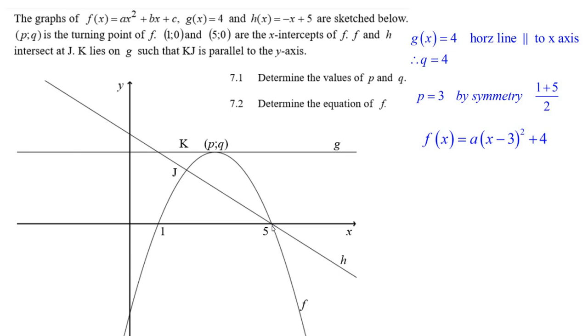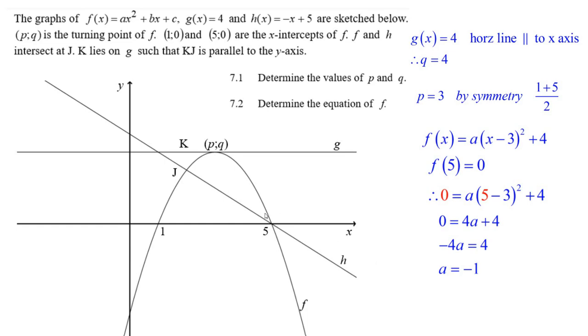When y is 0, x is 5. So let's put 5 in there and 0. I guess we could use 1 and 0 too. We're going to get the same thing. We'd get the same answer. But 5 minus 3 is 2 squared. That's 4a + 4 = 0. We subtract 4 and divide by 4, or we subtract 4a and divide by -4. a is equal to -1.